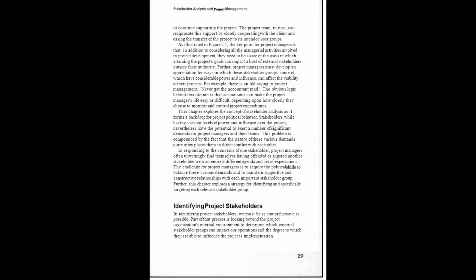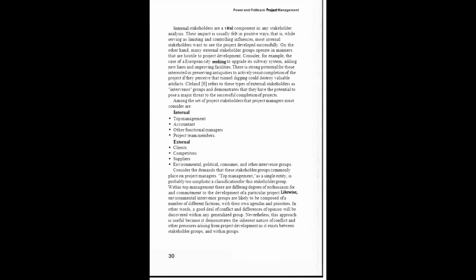Identifying project stakeholders. In identifying project stakeholders, we must be as comprehensive as possible. Part of that process is looking beyond the project organization's internal environment to determine which external stakeholder groups can impact our operation and the degree to which they are able to influence the project's implementation. Internal stakeholders are a vital component in any stakeholder analysis. Their impact is usually felt in positive ways; that is, while serving as limiting and controlling influences, most internal stakeholders want to see the project developed successfully. On the other hand, many external stakeholder groups operate in manners that are hostile to the project development.